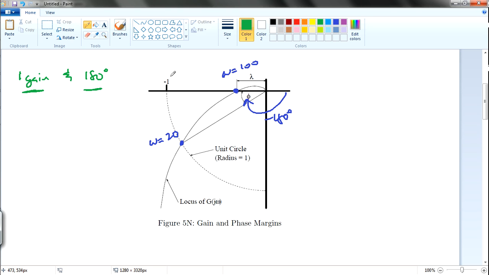In this case, I didn't touch the negative one, but I have 180 degrees, so I am safe. However, from here, this point is also still considered safe, just about safe. So this point may not have a gain of 1.